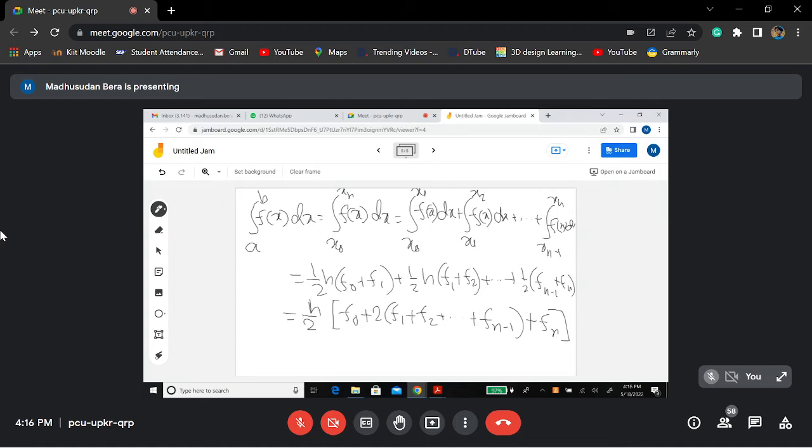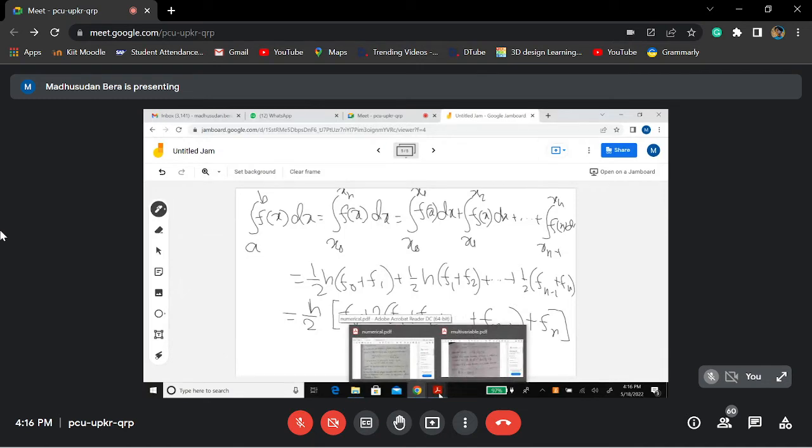So ultimately, trapezoidal rule: integration a to b fx dx is, if h is the length of small subinterval, h by 2 then functional value at the point x0 plus 2 times functional value at the point x1, x2 up to xn minus 1 plus functional value at the point xn. This is trapezoidal rule. Is this okay?